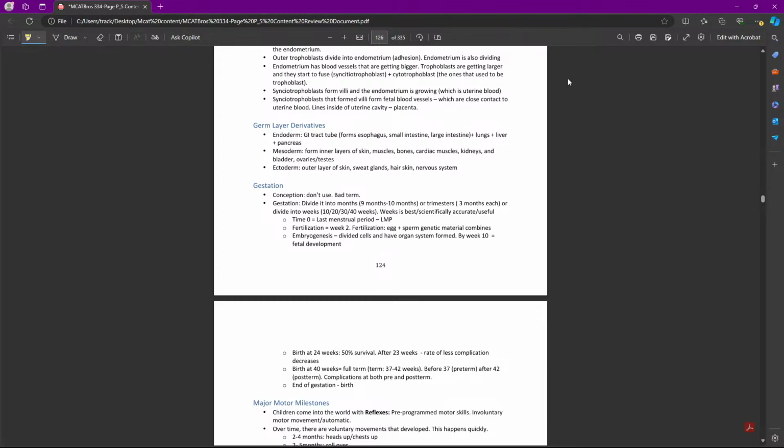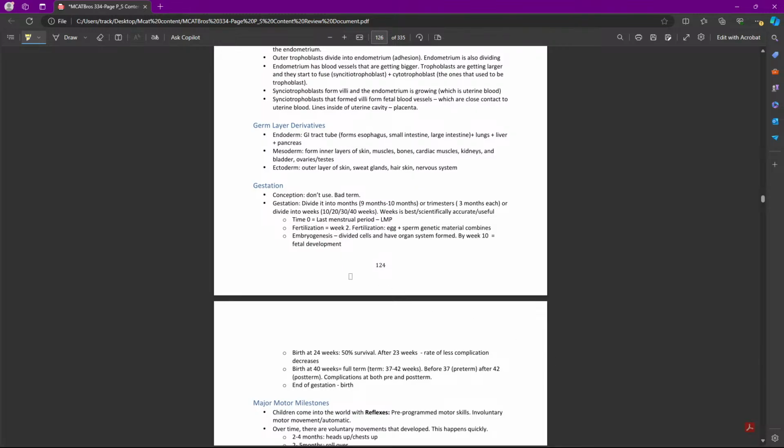Gestation is the conception. Don't use, bad term. Okay. Gestation divides into months where the fetus is developing inside the uterus. Time 0 is equal to last menstrual period. Fertilization equals week 2. Fertilization equals egg plus sperm. Genetic makeup combines. Embryogenesis divides cells and have organ cells formed by week 10.